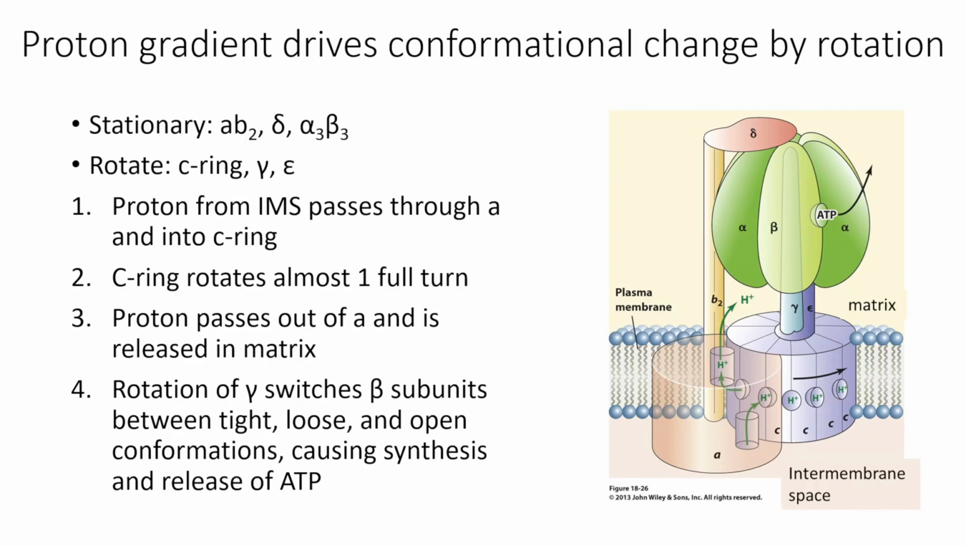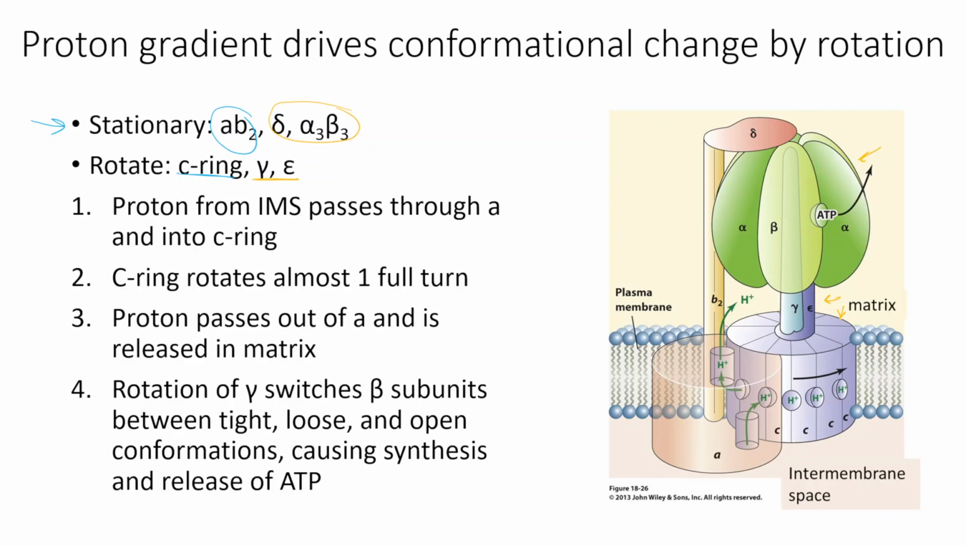And so let's see how this rotation helps to drive conformational changes within the ATP synthase subunits that ultimately helps to make ATP. So first of all, let's think about which subunits are remaining stationary. From the F0 domain, A and B are remaining stationary. It's C that's going to rotate. From the F1 domain, it's delta and the alphas and betas that remain stationary, but it's gamma and epsilon that are going to rotate. And so see, gamma and epsilon are here in this sort of rod, and C is here in this sort of ring. So that structure is going to rotate, while alpha and beta up here are going to remain still, as well as everything else.